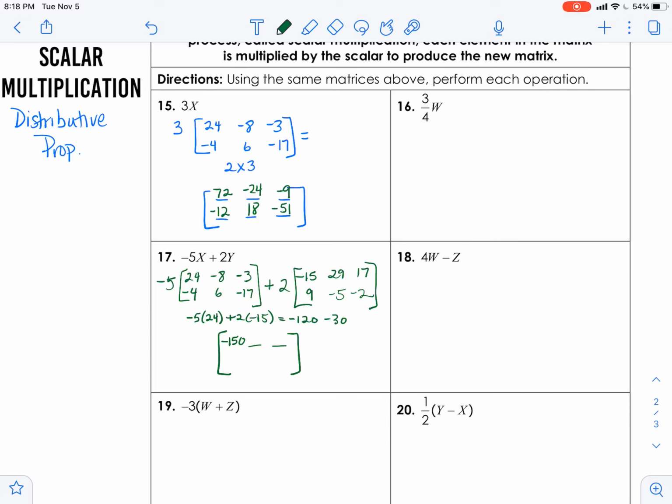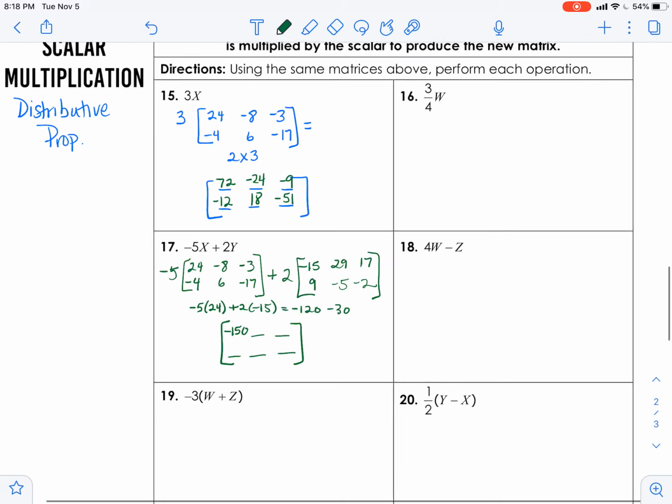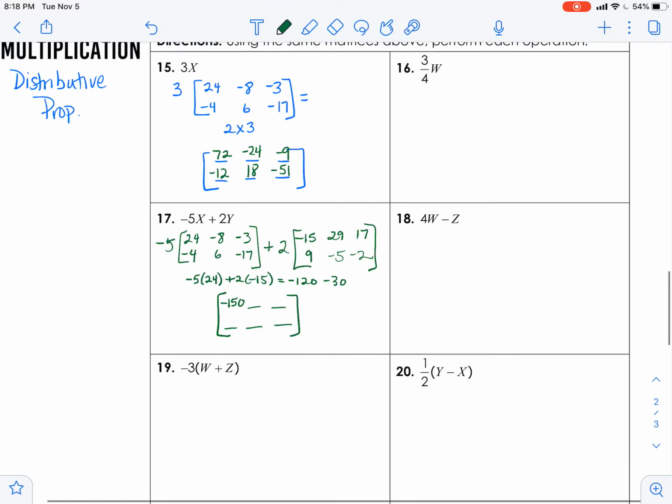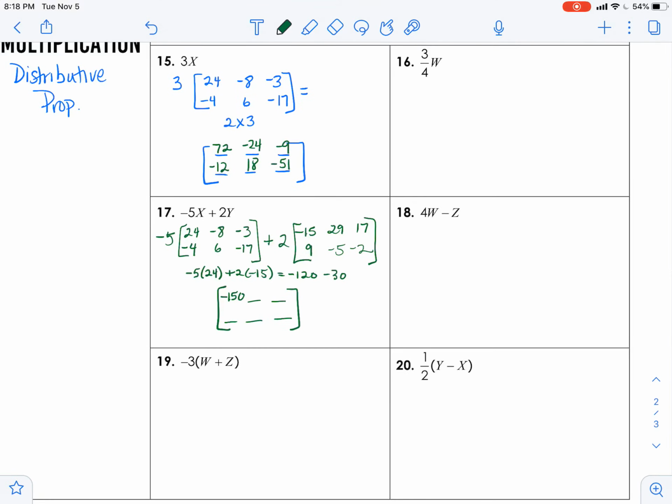Again, each one of those were 2 by 3s, and so your answer will be a 2 by 3 when you're done. Okay? And all of those with the scalar are going to work that way. So just be very careful. When you get to 19, you would need to add w plus z first, then do the multiplication. Again, just make sure that you can add w and z together, because if they are not the same size, then you cannot add them together. Therefore, you could not do that multiplication.